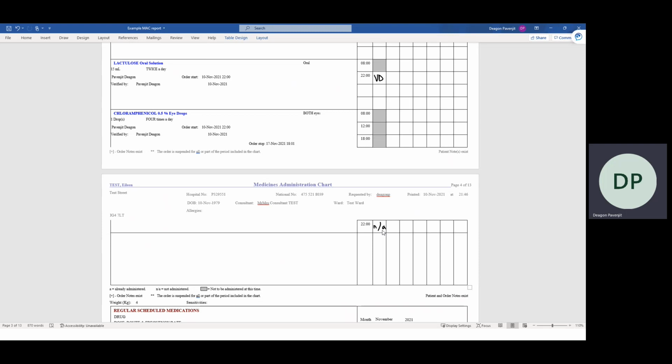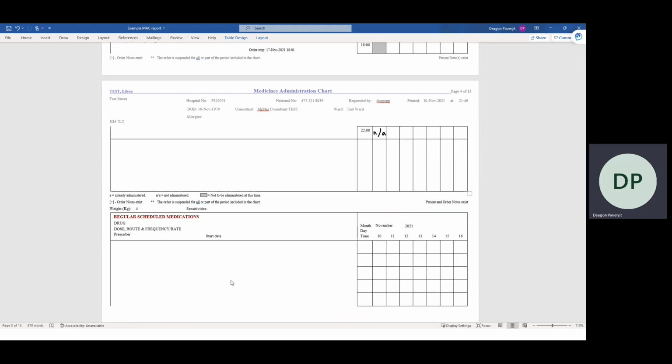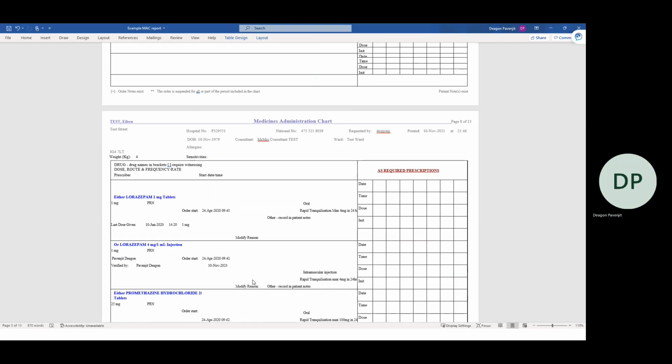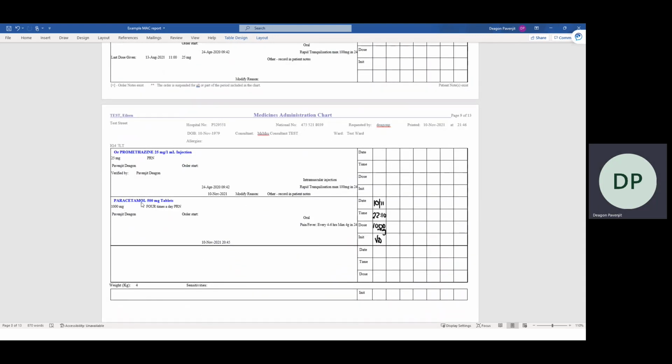So just to recap, any non-administrations on the MAC report itself, you will simply state NA, meaning not administered, and within the patient's progress notes within RIO is where you will then state why that medicine was not administered. For PRNs, follow a similar process. In this example, the nurse has administered paracetamol tablets, stating the date, the time of administration, the dose administered, and their initials.